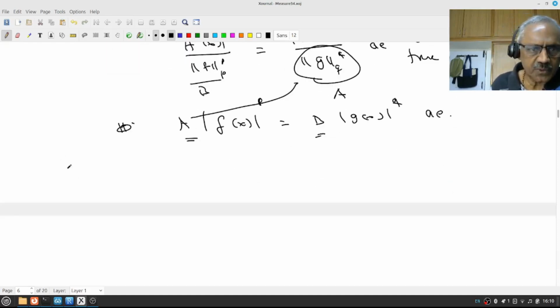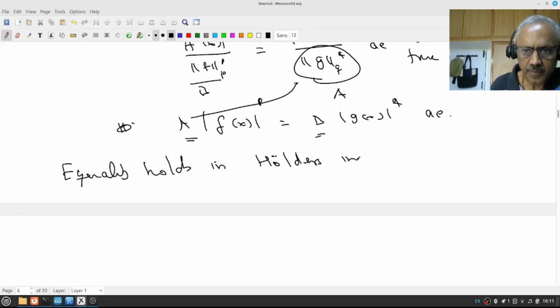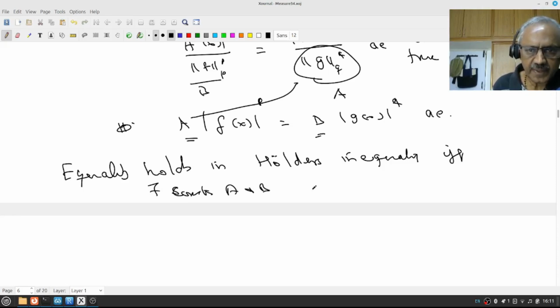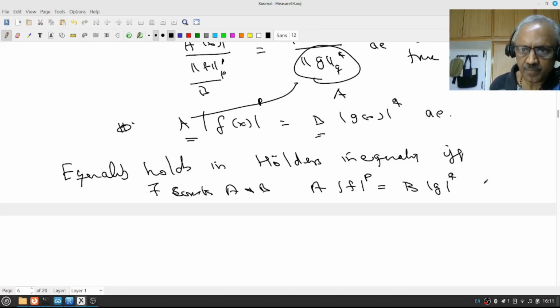Therefore, what we have concluded is that equality holds in Holder's inequality if and only if there exist constants a and b so that a|f|^p equals b|g|^q almost everywhere. Okay, so pause, review, proceed.